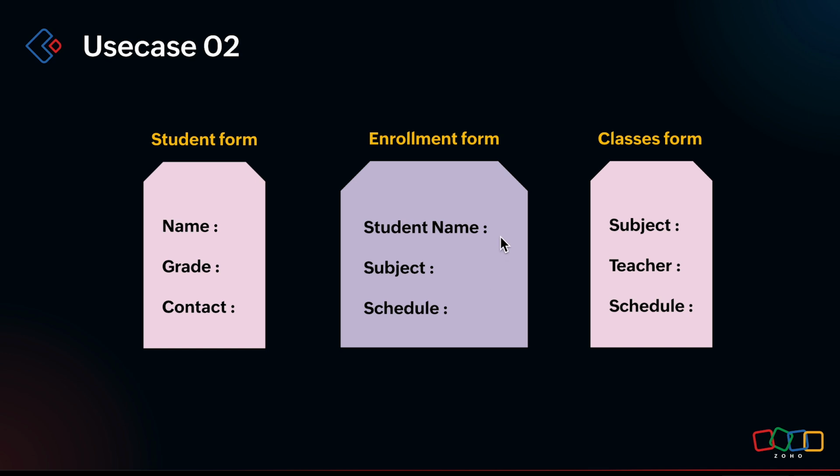So instead of requesting the student to enter his name once again and enter the subject and schedule manually, you can simply fetch the student name from the student form. And also the subject and schedule details can be fetched from the classes form, right? This automation can be done only when there is a relationship between these three forms within your Creator application, right? How can this relationship be brought in? By using a field called Lookup field. We'll be learning about them in detail, right? I hope with this use case you understood what data relationship means.